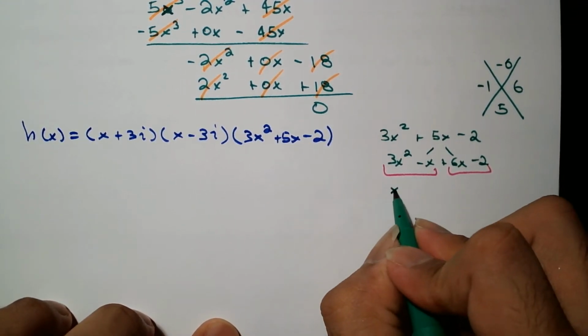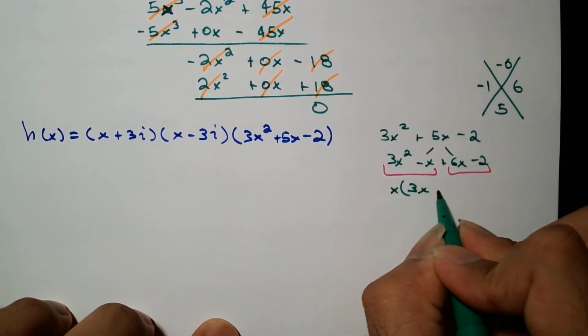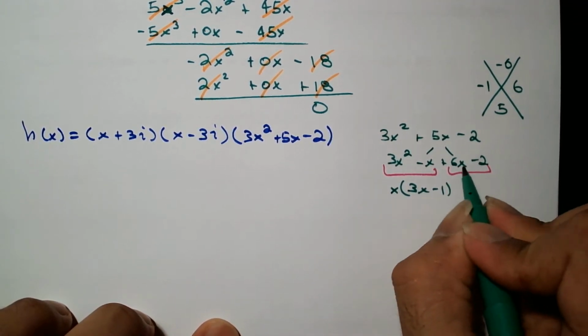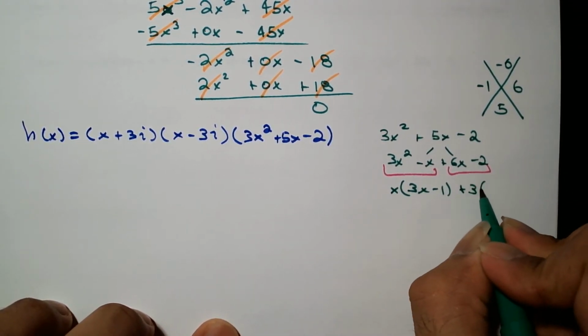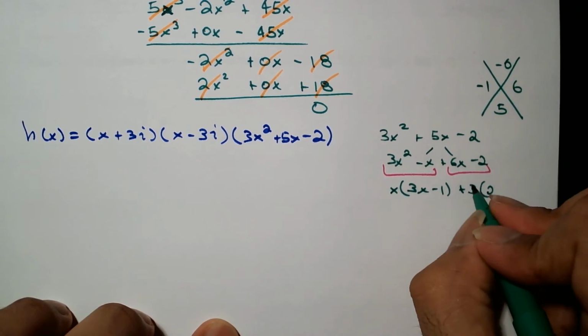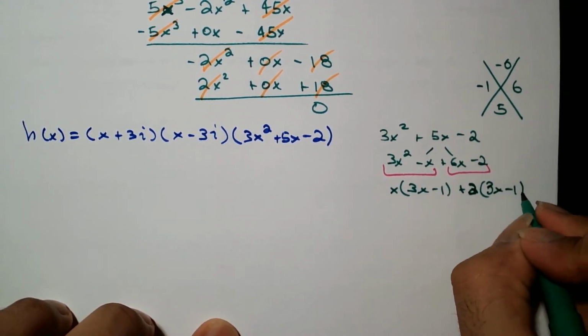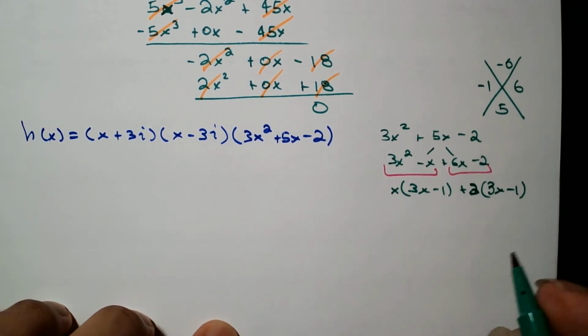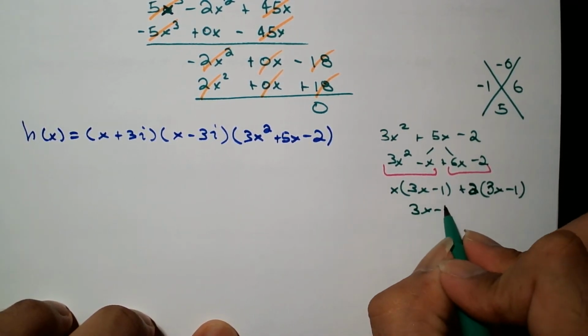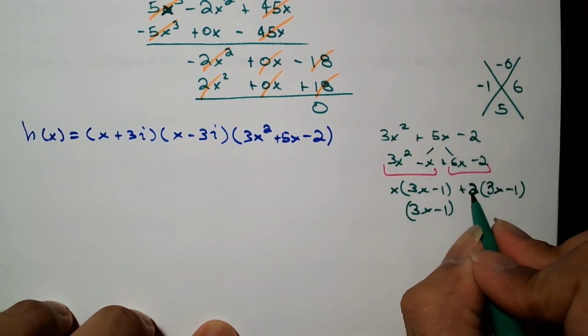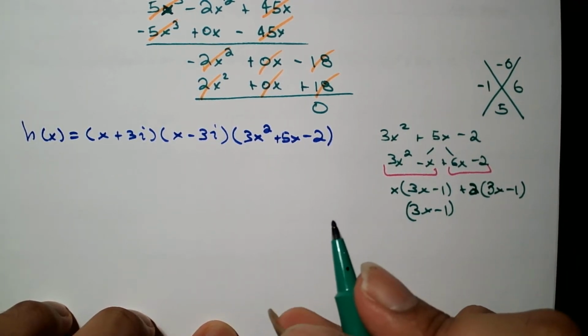GCF on the first group is x. We're left with 3x minus 1. GCF on the second group is, no, not 3, actually 2. I'm left with 3x minus 1. And the new GCF will be 3x minus 1 that multiplies x plus 2.